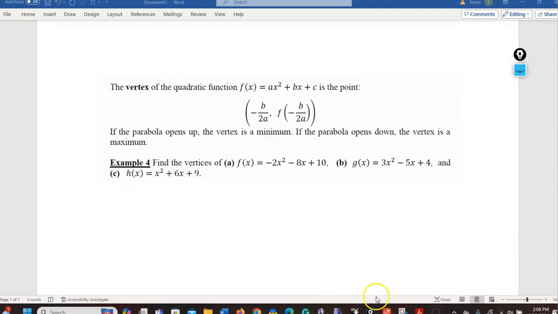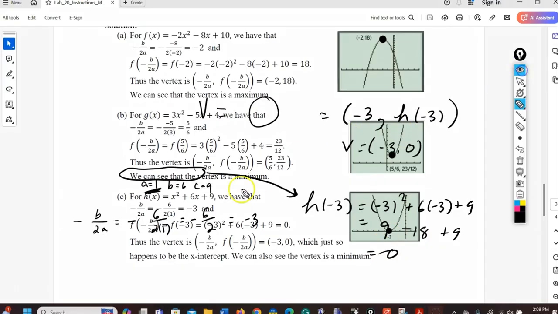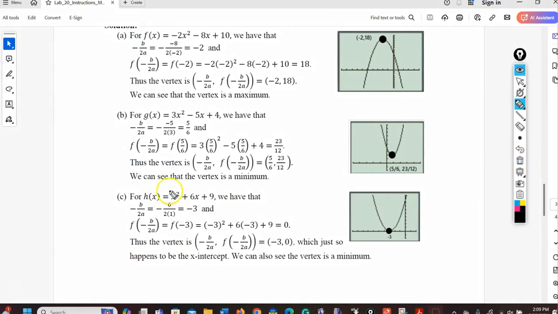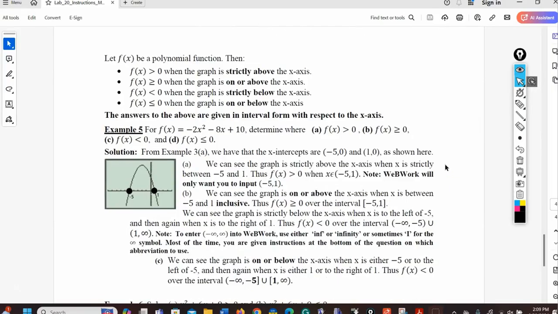And it just so happens that that is also the x-intercept. So it can be both. And we can also see the vertex is a minimum, but if I didn't have the graph, because the leading coefficient there is a positive 1, we know that it's going to open up, so the vertex will be a minimum. And I think that concludes that part of it. Now, what if you're asked for these things?